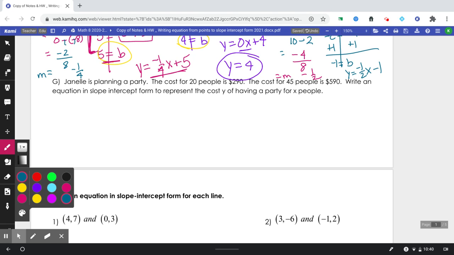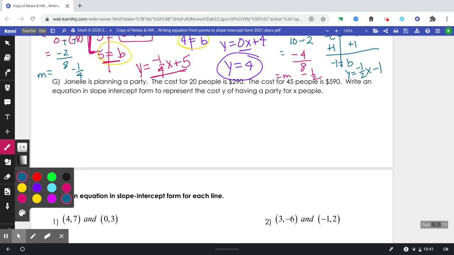All right, it says, Janelle is planning a party. The cost for 20 people is $290. The cost for 45 people is $590. Write an equation in slope intercept form to represent the cost y of having a party for x people.